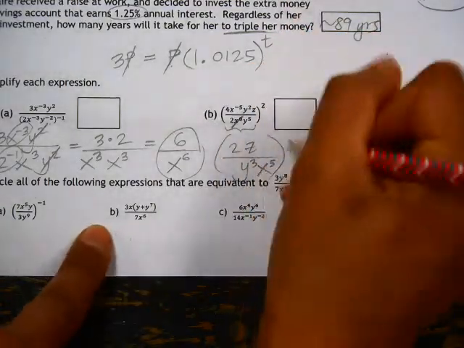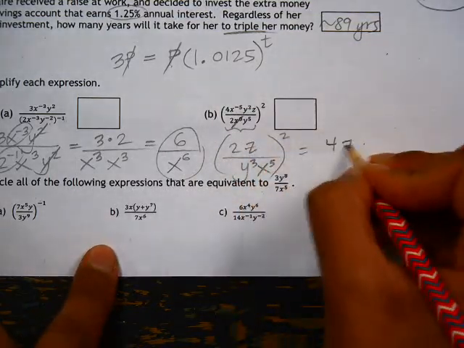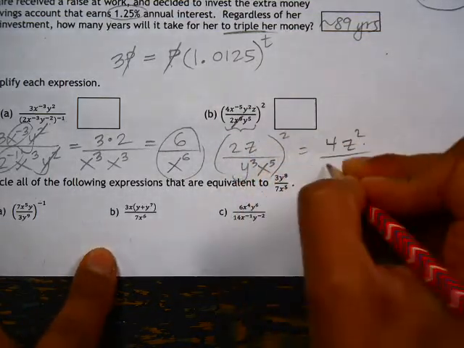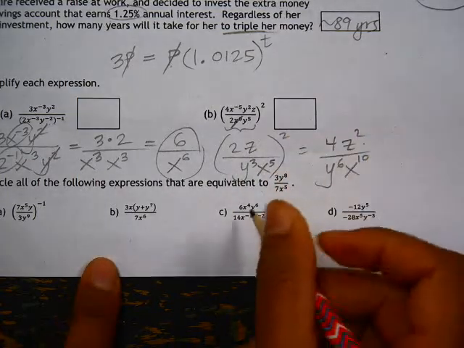All of that is being squared. So then 2 squared is 4. Z gets squared. Y cubed squared is y to the 6th. And x to the 5th squared is x to the 10th.